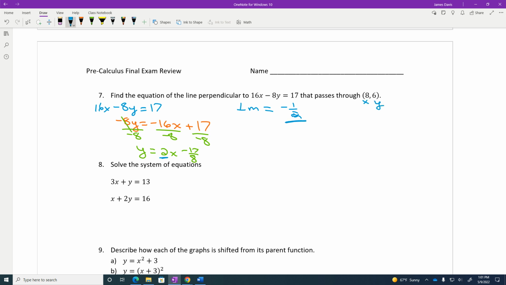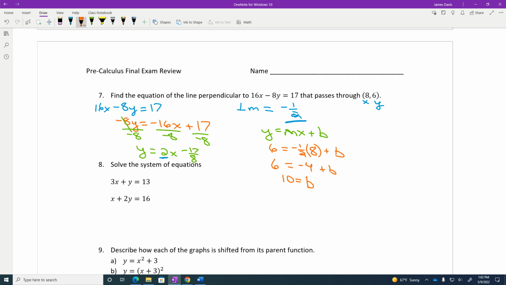We're also given a point, x and y. So we're going to do the same thing we just did. I like to rewrite out y equals mx plus b. And then just replace them. So y is 6, m is negative 1/2, x is 8. That's b. Okay, 6 equals negative 4 plus b. Add 4 over.